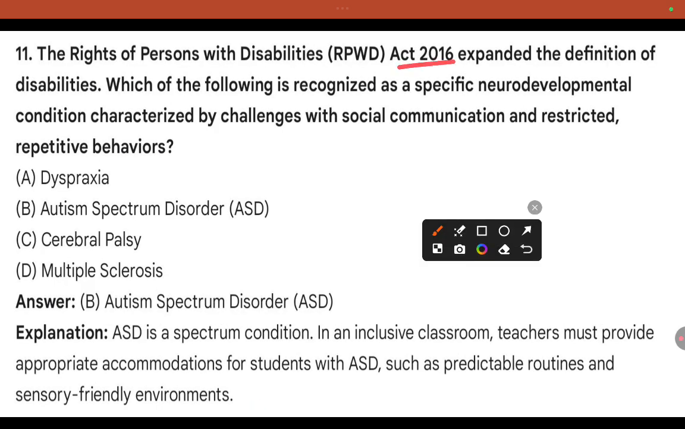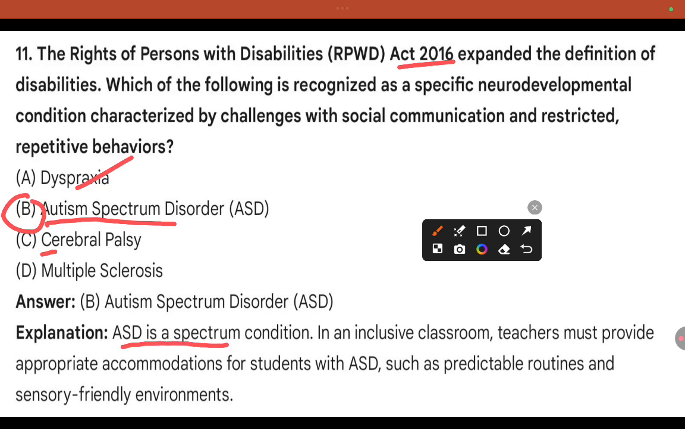2016 expanded the definition of disabilities. Which of the following is recognized as a specific neurodevelopmental condition characterized by challenges with social communication and restricted, repetitive behaviors? Dyspraxia, autism spectrum disorder, cerebral palsy, multiple sclerosis. So your answer is autism spectrum disorder.